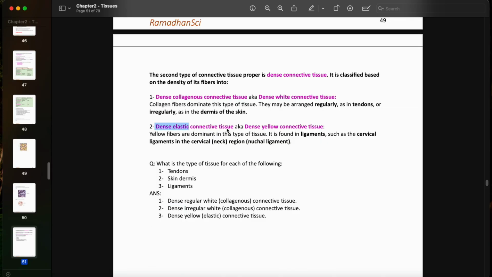And the second type is the dense yellow, or the dense elastic connective tissue. The yellow fibers are dominant in this type of tissue, and it is found in ligaments, such as the cervical ligaments of the neck region, aka the nuchal ligament. So if they ask you about the type of tissue in the ligaments, it's the dense yellow elastic connective tissue.